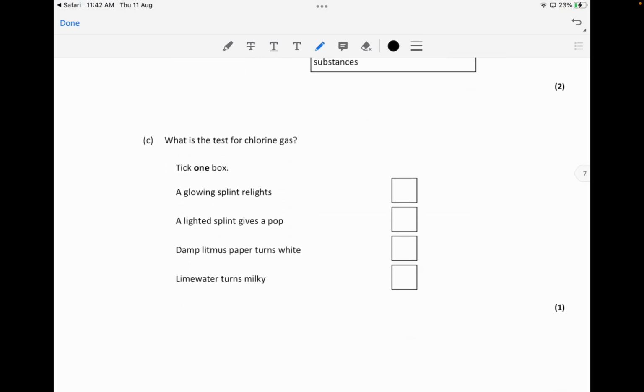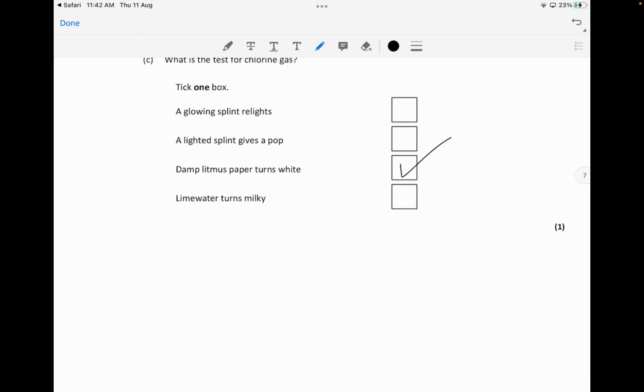Next question, what is the test for chlorine gas? This is now more related to content learning. You're going to tick the option that damp litmus paper turns white. So you're going to tick that box as well. Alright, okay, let's move on.